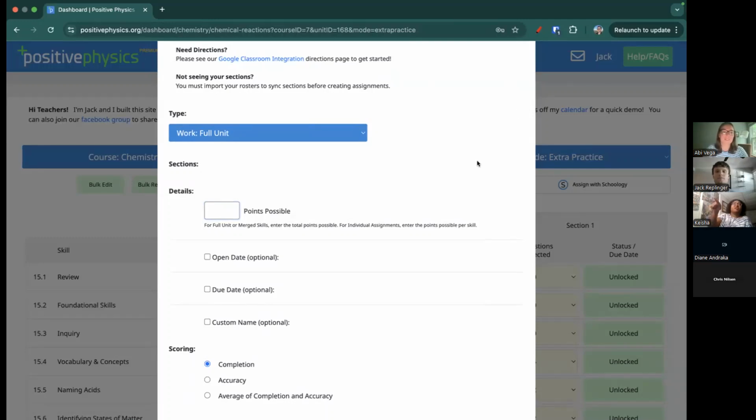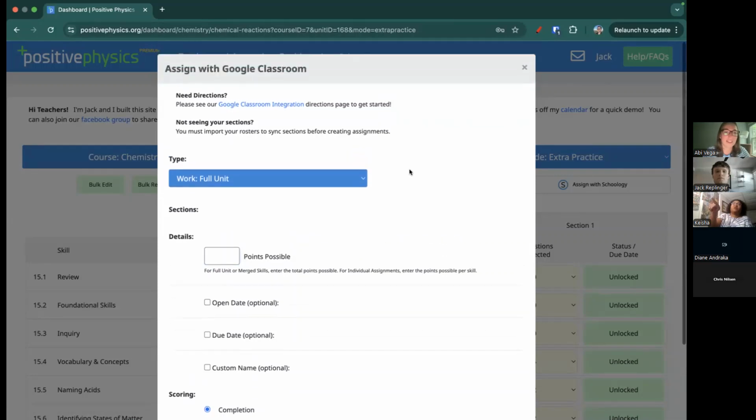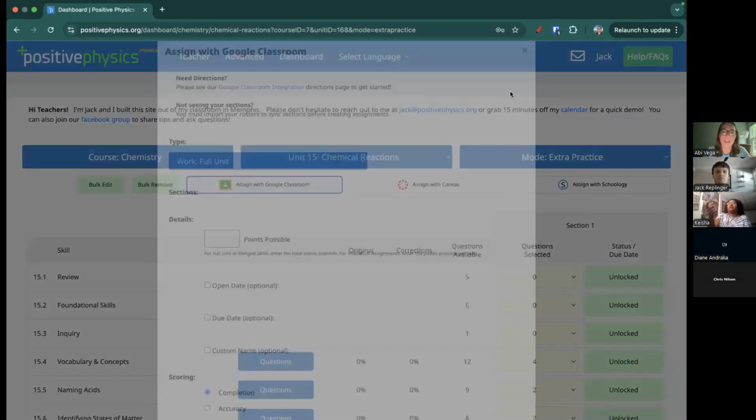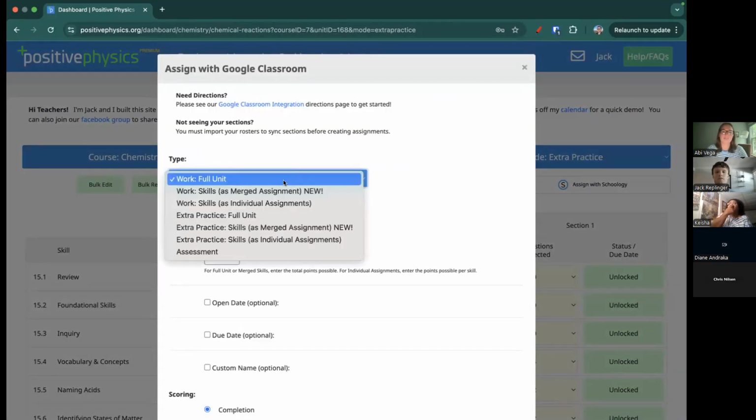Can you click on the type again? I want to see the options. You said work, full unit. Can you click on where it says type? Oh, type here, yes. Okay, so you could do skills, extra practice, new, which is merging.